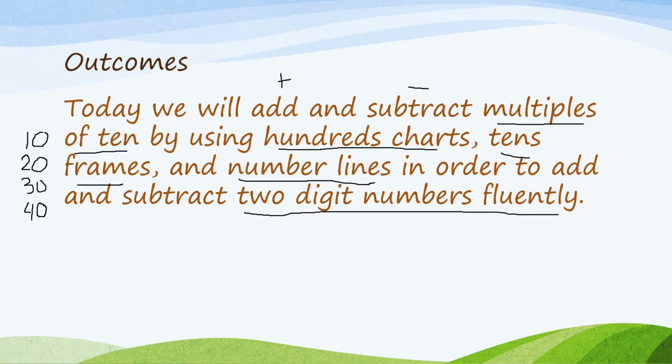And the reason why we want to do that today is that we want to add and subtract two-digit numbers fluently. So that means that the numbers that we're adding today will have two digits, which means a number in the tens place and a number in the ones place. And we want to do that fluently, which means quickly, easily, efficiently, and by using a strategy that's flexible and makes sense.